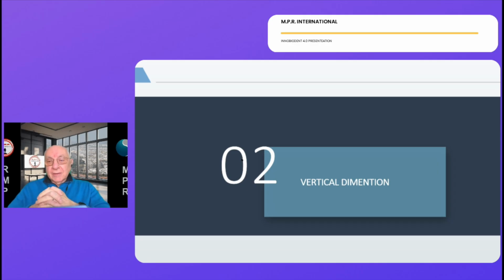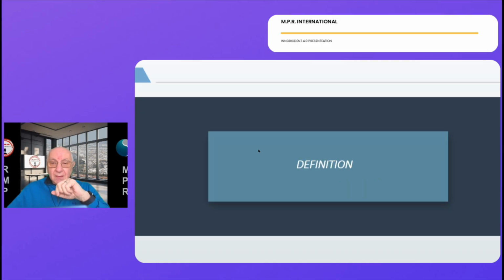Let me talk about vertical dimension and its importance. In this section, we will define the concept of the neuromuscular postural vertical dimension. That is the key. That is the key of our lecture today. This definition is essential to establish the clinical and functional baseline from which we begin and the therapeutic objective we aim to achieve.